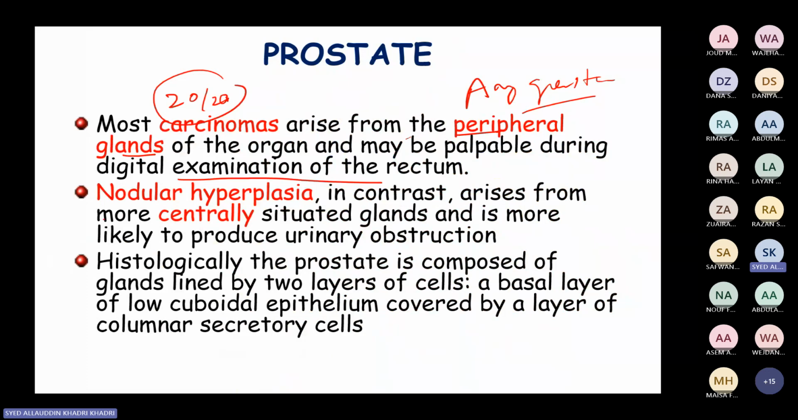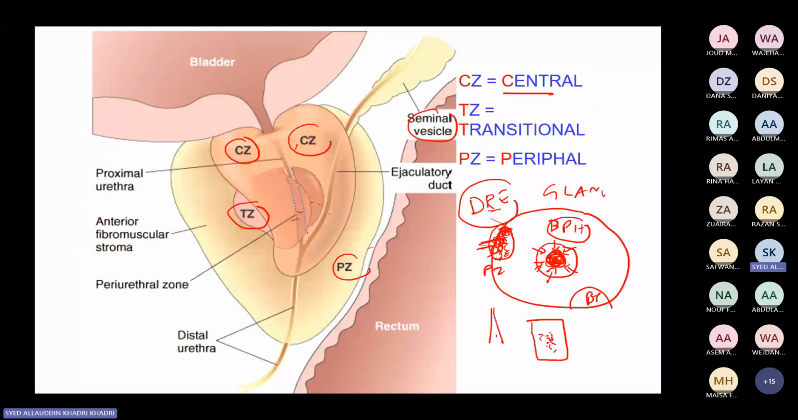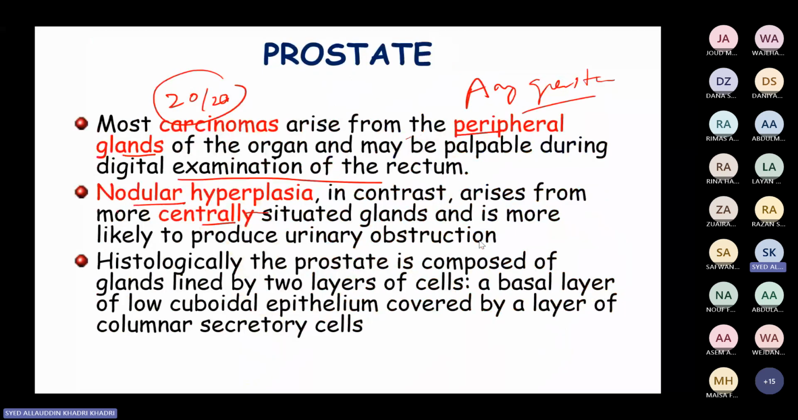Then you go to nodular hyperplasia. In contrast, as I told you, centrally I go back. I show you this is the central area over here. This is becoming compressed, okay? Centrally situated glands are more likely to produce urinary obstruction. And that's quite logical. It's very understandable that the central area will be blocked and you will have an acute retention of urine.